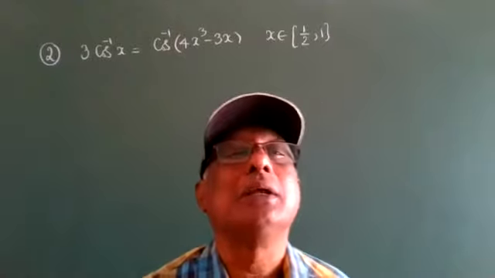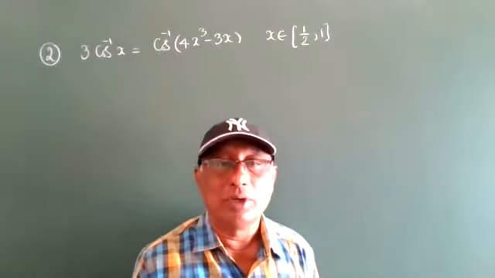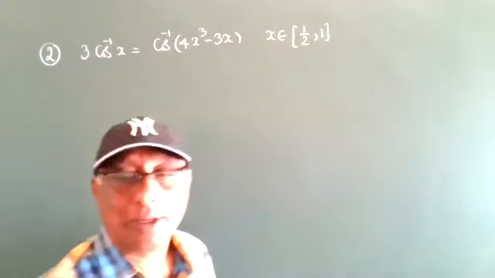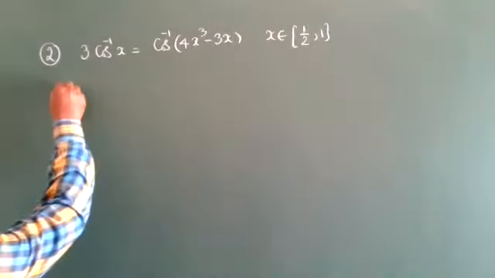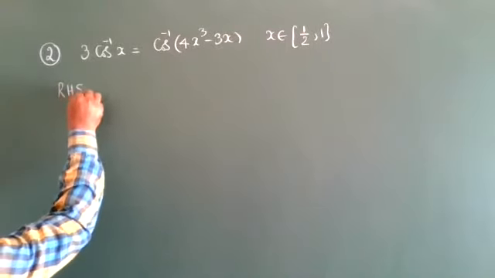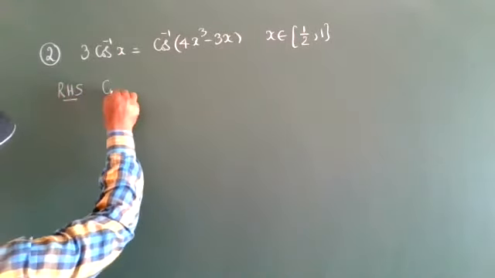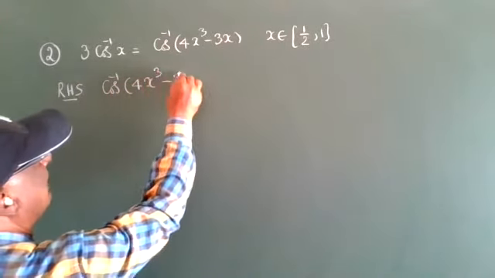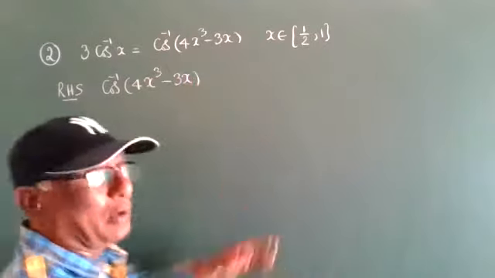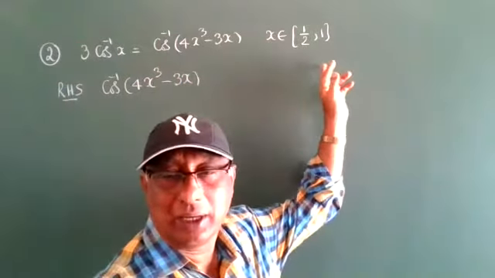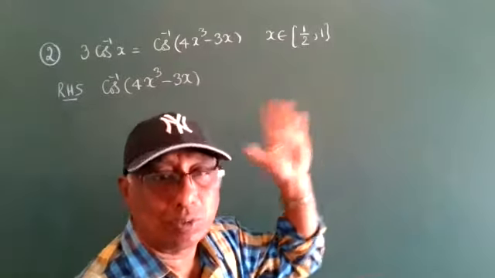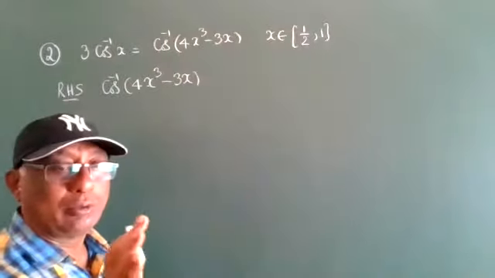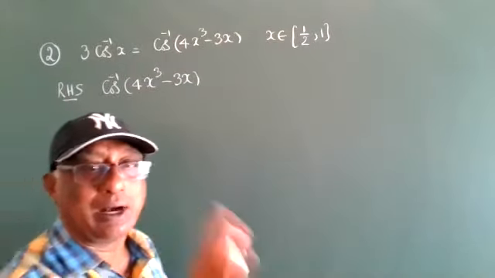Positive value means we should take only cos. First I am going to take the right-hand side, RHS. What is the cos inverse of 4x cube minus 3x? The positive value domain is given, therefore we should take cos only. So 1 by 2 is positive, 1 is also positive. Positive values are given, so we should take cos only.